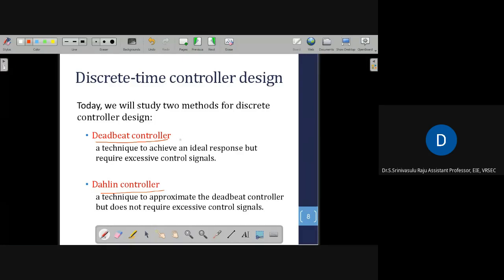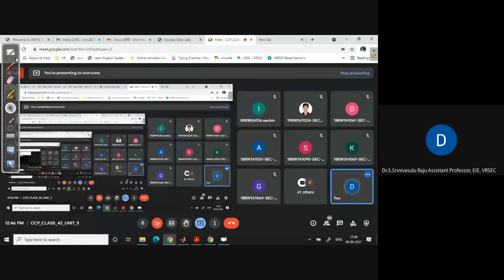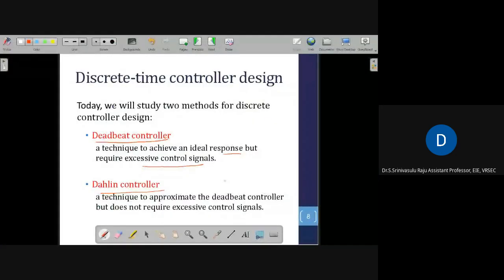First, you see the Deadbeat controller's simple response. The principle of this one is very simple: a technique to achieve an ideal response but requiring an excessive control signal. What is the meaning of ideal response? It should track the set point as early as possible. The error dynamics will die out to 0, but the controller output has excessive peaks. That means real-time industry people will not allow these excessive control signals.